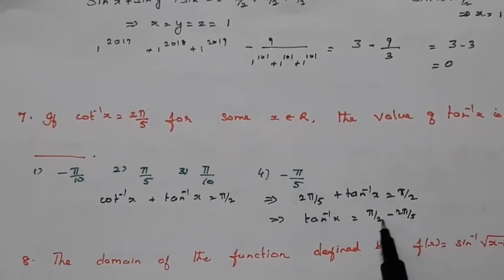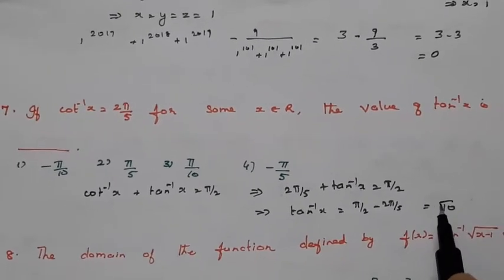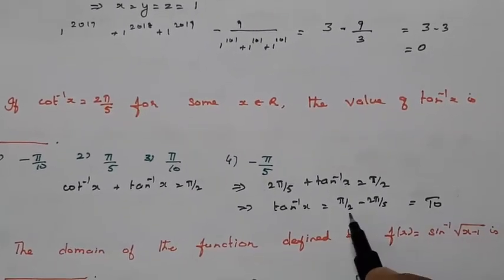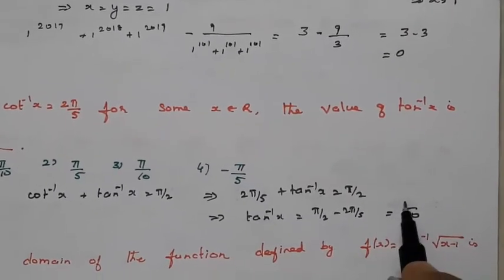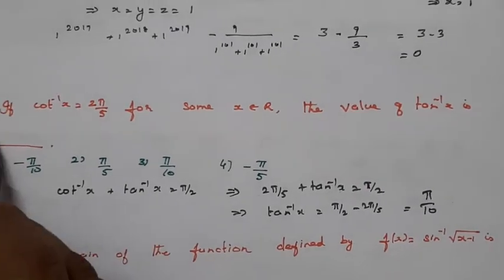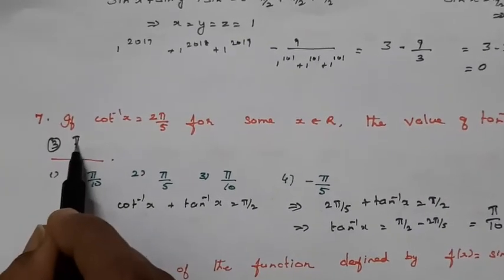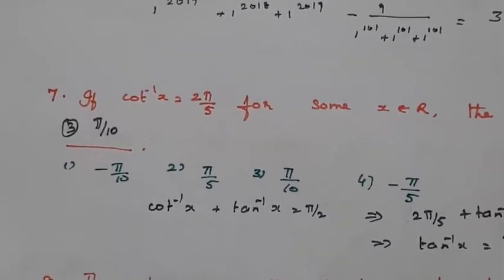So taking LCM as 10, 5 pi minus 4 pi is pi, so pi by 10. So what is the option? Option number 3, that is pi by 10 is the value for tan inverse of x.